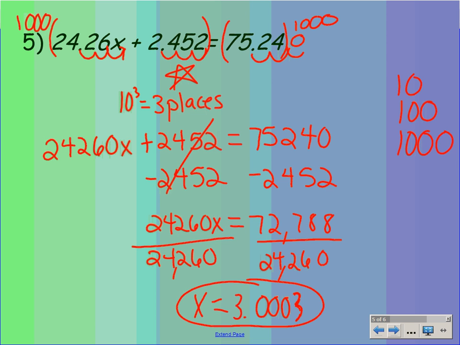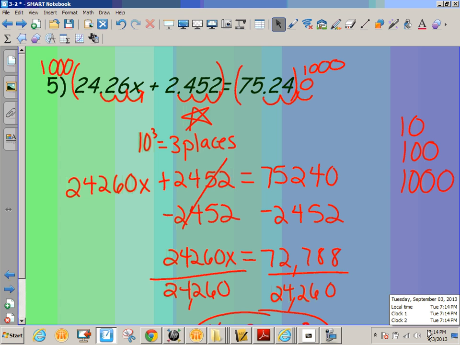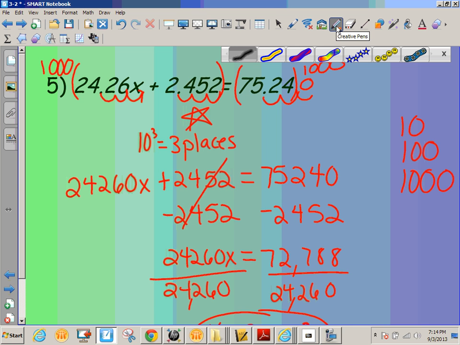That's going to take care of it for solving multi-step equations with clearing fractions, decimals, and using the distributive property, combining like terms.